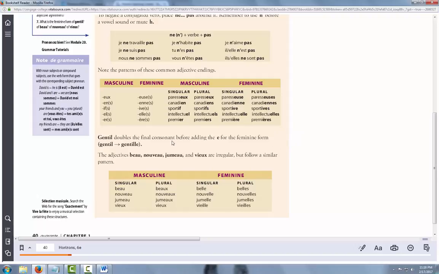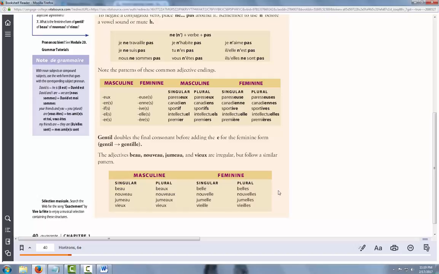Gentil is another adjective like canadien and gros that doubles up the L to make it gentille. Il est gentil, elle est gentille. And that means kind. The adjectives beau, nouveau, jumeau, et vieux are irregular. They follow a similar pattern.